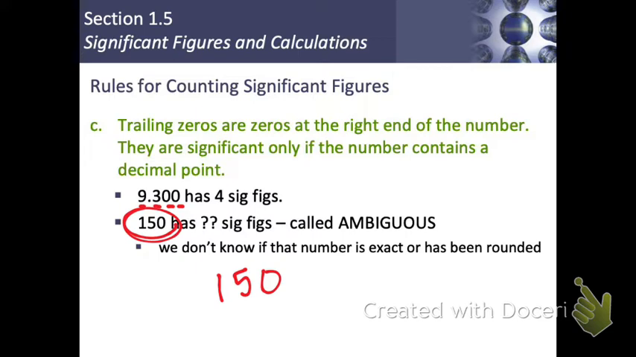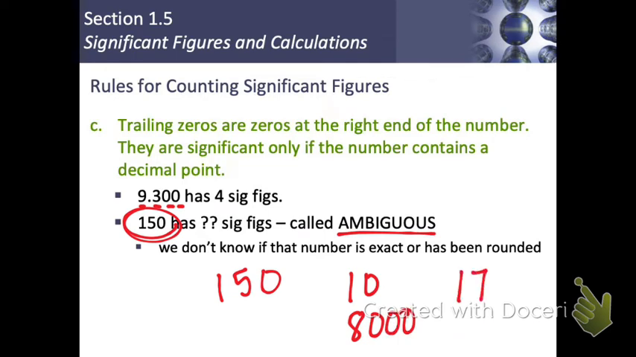I don't know. And so when we run into things like this, we can't even identify how many significant figures there are. We don't even take a guess. We just say it's ambiguous. Ambiguous means we're just not sure. Ambiguous numbers are any number with a trailing zero, no decimal. So we don't take an attempt. All we do is write ambiguous. We don't know if it's exact or if it's been rounded. So a number like 10, ambiguous. I don't know how many. 8,000, right? Ambiguous.